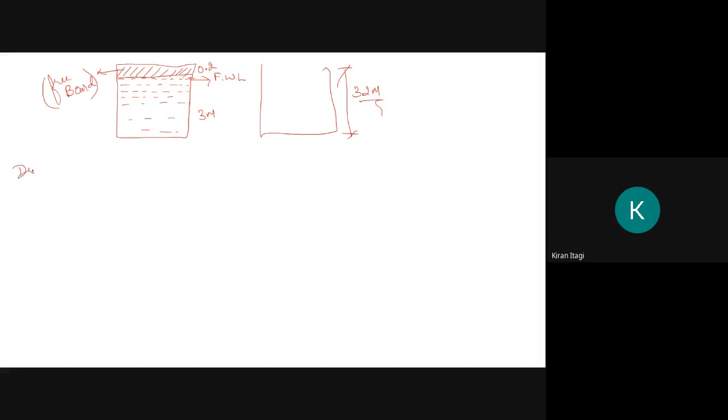So for the designing of circular tanks, we have steps. The first step is that we will find the constant.